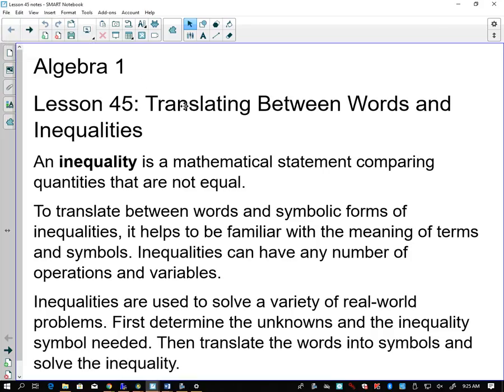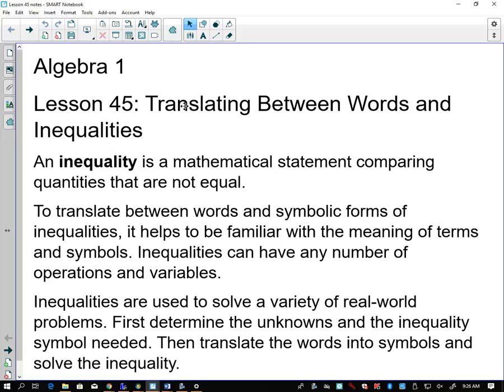All right, today, Algebra 1, we're talking about translating between words and inequalities. How can we get words to be inequalities? So these are our goals for today, trying to figure this stuff out. Hopefully we know what an inequality is, right? It's not just an equal sign.